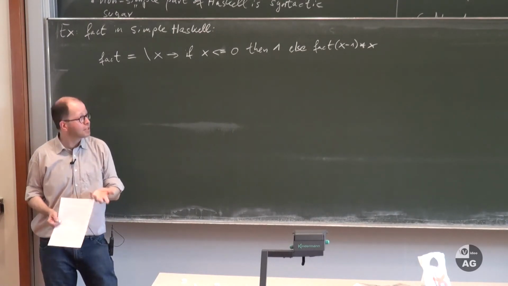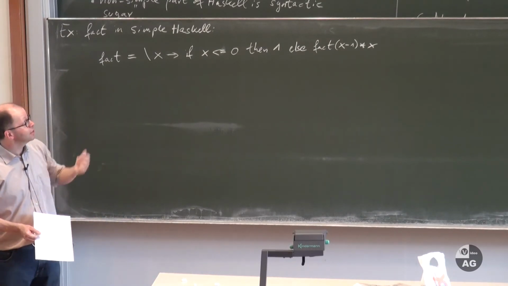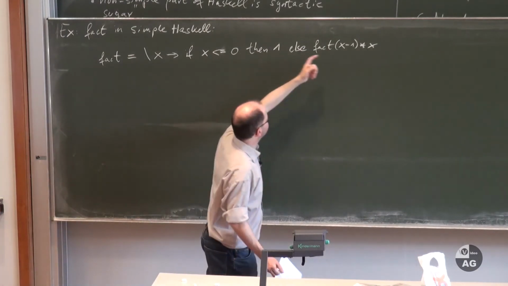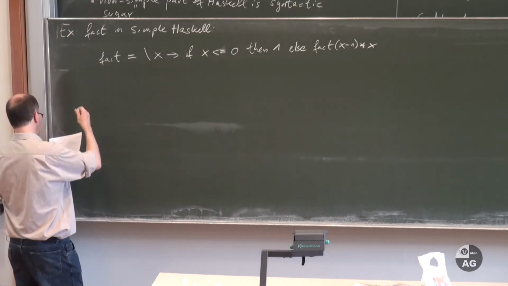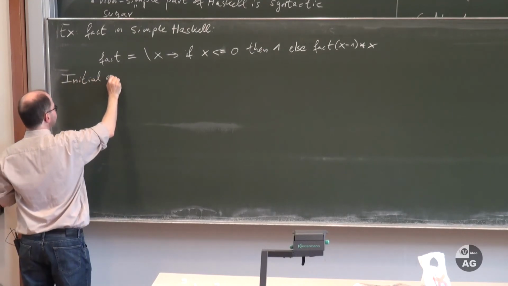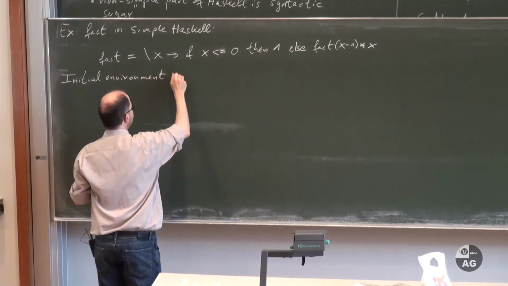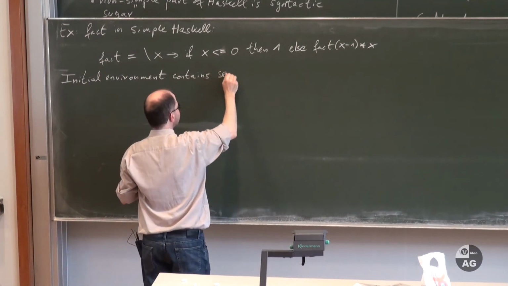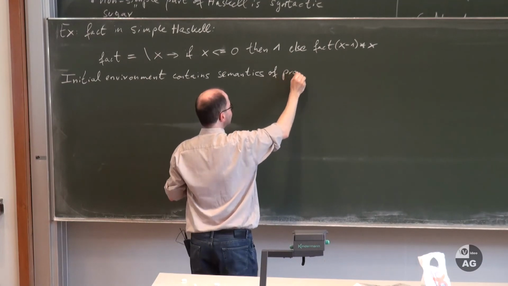And how is their semantics known? Well, all this predefined knowledge is in this initial environment. So the initial environment knows what smaller equal means. It knows what 0 and 1 and minus and times means. This is just predefined. So the initial environment contains the semantics of predefined things. Contains the semantics of predefined operations.